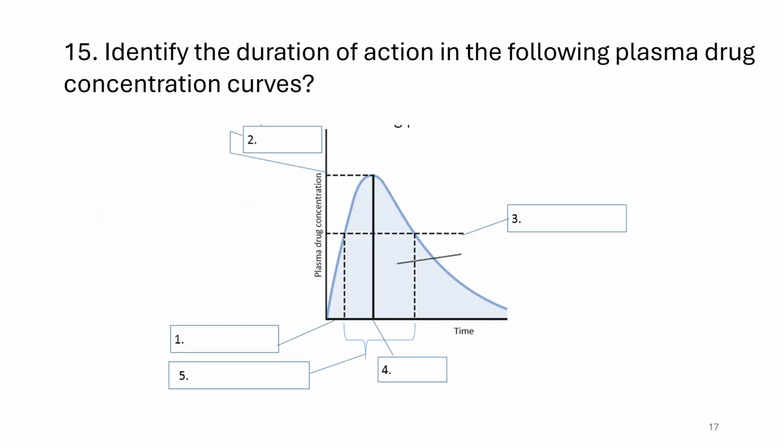Identify the duration of action of the following plasma drug concentration curve. The duration of action, this is number 4, that is the duration of action. That means from the onset of action, until the plasma concentration drops below the minimum effective concentration. Number 4 is the Tmax. Number 5 is the duration of action. Number 5, from this point to this point, that is the duration of action. Number 4 is the Tmax.